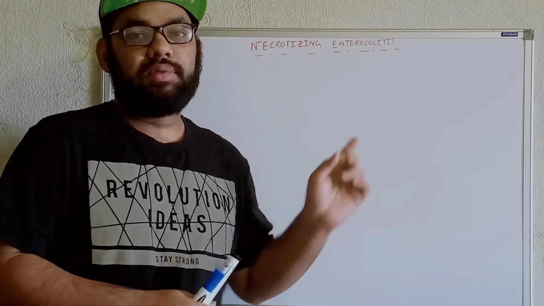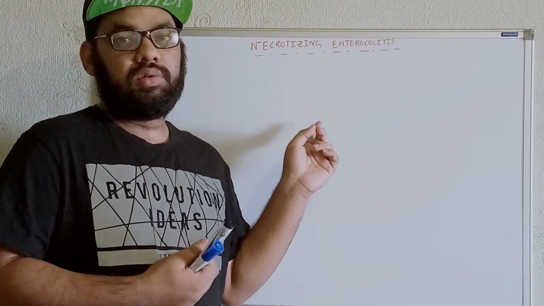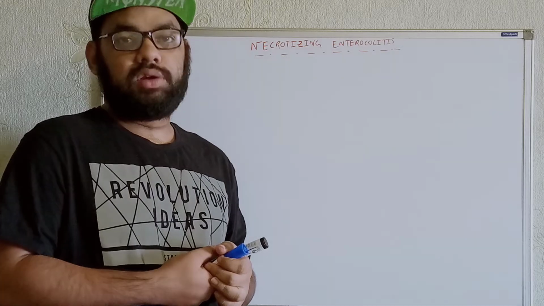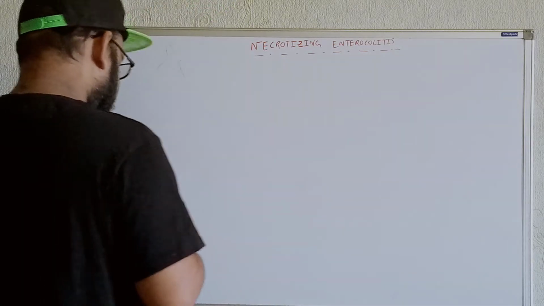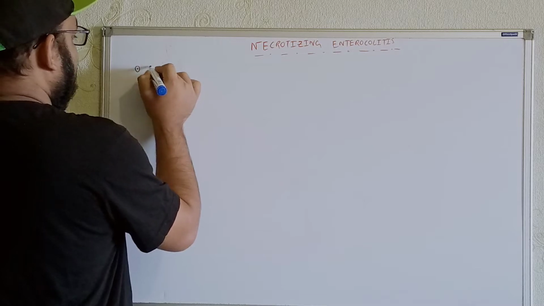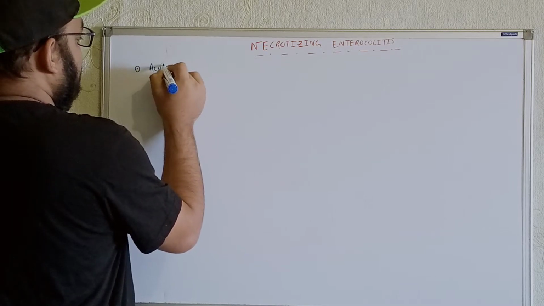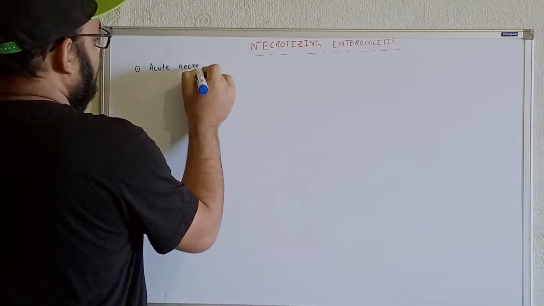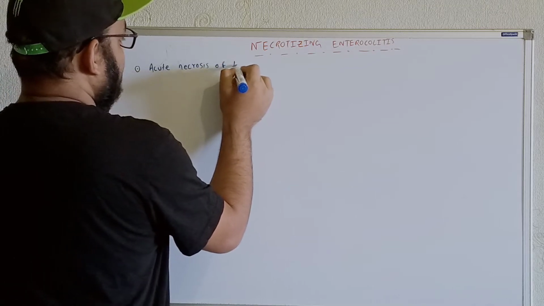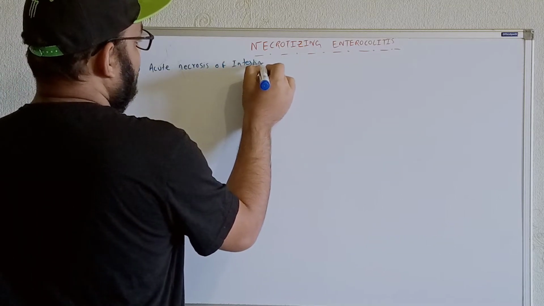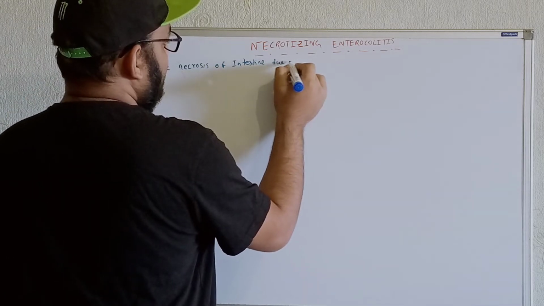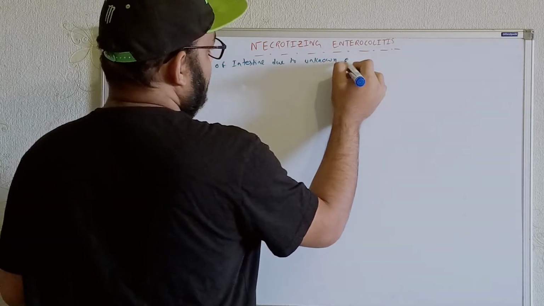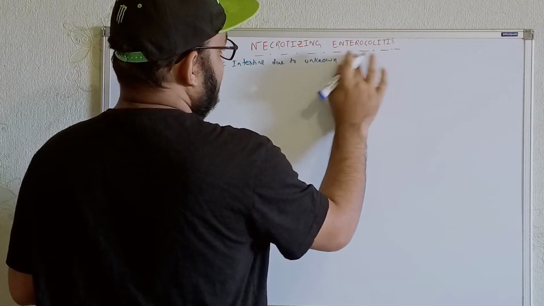Whenever we get this type of necrosis, these things develop for an unknown etiology, or you can say idiopathic. So we can write it over here: acute necrosis of intestine due to unknown etiology, or unknown reasons.